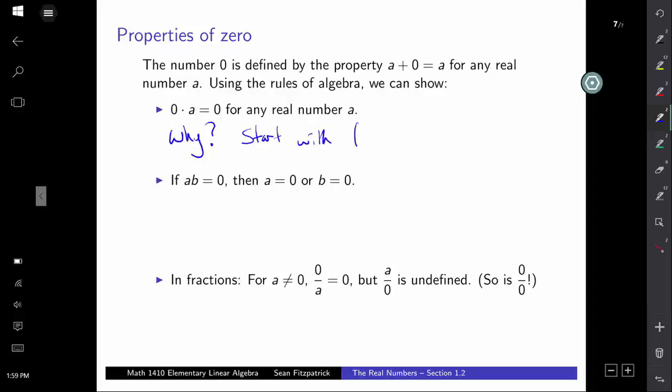Here's a starting point. Remember that 0 plus anything equals that anything. So in particular, 0 plus 0 is equal to 0. So 0 plus 0 times a is the same thing as 0 times a. Now expand that left-hand side using the distributive property, and then use the fact that you have additive inverses to do some cancellation, and you should be able to show that 0 times a is in fact equal to 0.